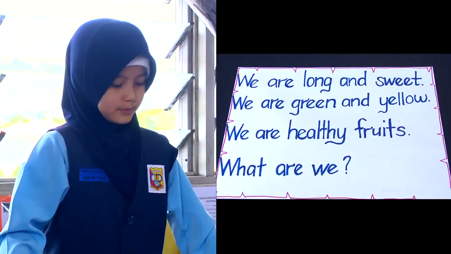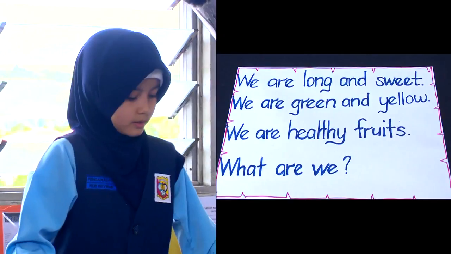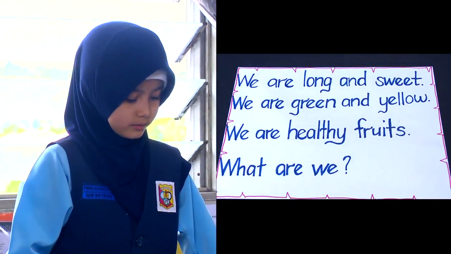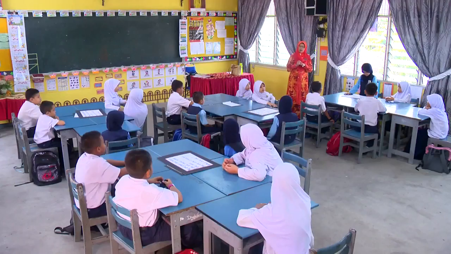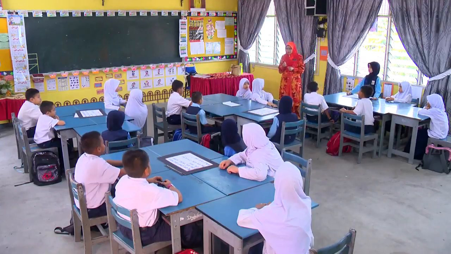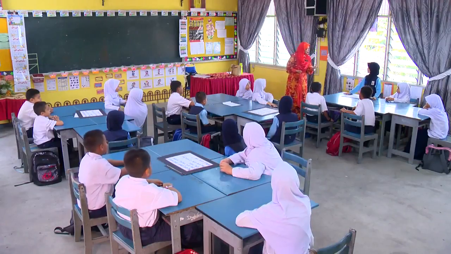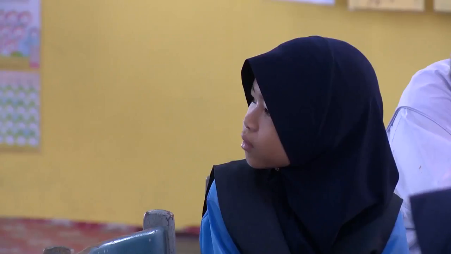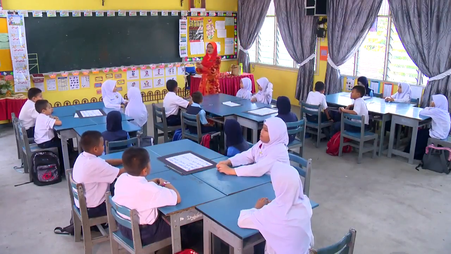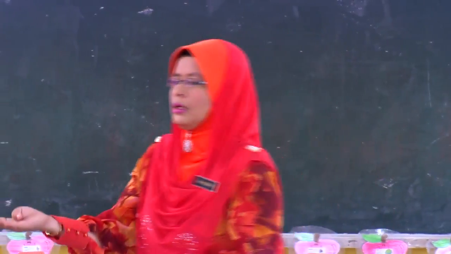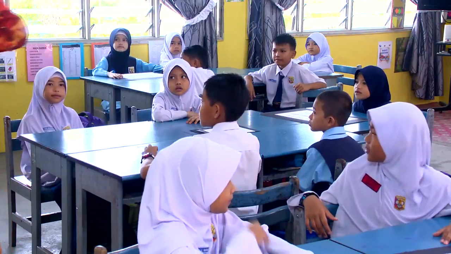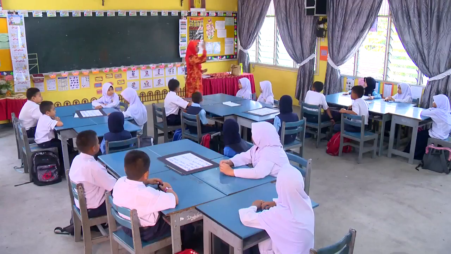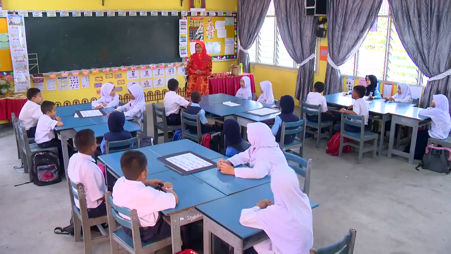Okay, now the last group. What do you have? We are long and sweet. We are green and yellow. We are healthy fruits. What are we? Papaya? No. Banana. Yes, good. Okay, now we have four fruits. Group A, what do you have? Apple. Group B? Guava. Group C? Grape. Group D? Banana.